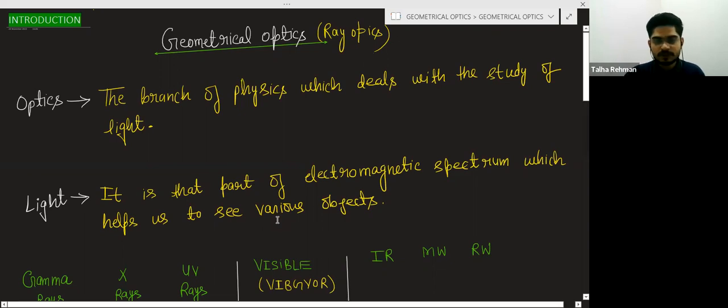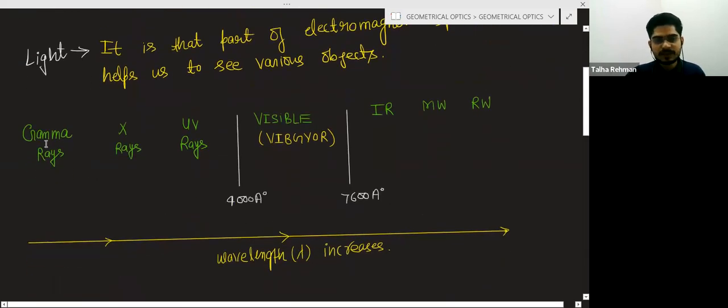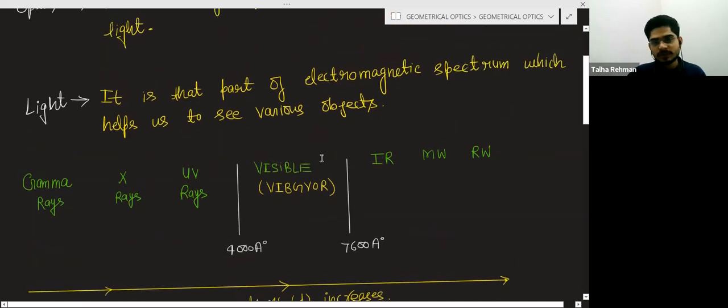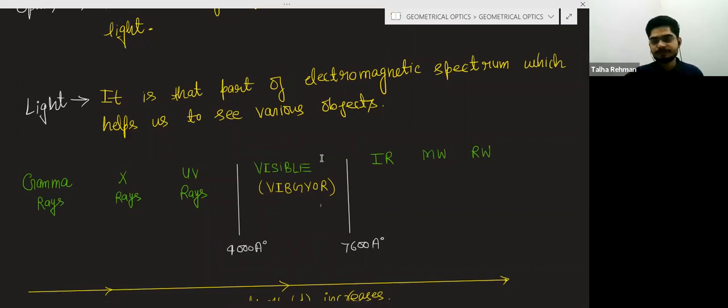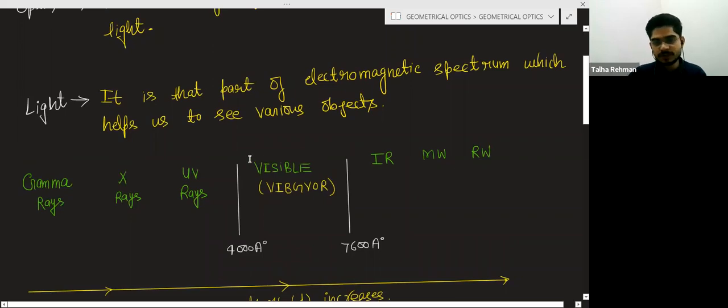In the electromagnetic spectrum, we have seen that we have gamma rays, X rays, ultraviolet, and the visible region, then infrared, microwave, and radio waves. In the visible region, we have VIBGYOR: violet, indigo, blue, green, yellow, orange, and red. With the help of this visible region of the electromagnetic wave, we are able to see objects. That is why it is known as the visible region.